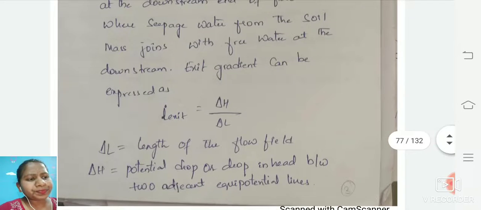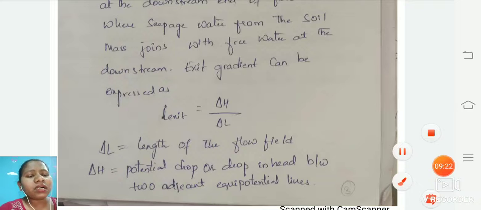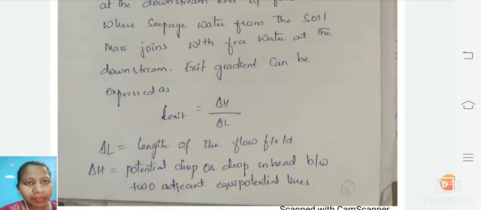This is about flow nets, what parameters they have, and how these different types are taken, that means what a flow field is, what a flow line and an equipotential line are. We have studied these in this flow net and its properties.